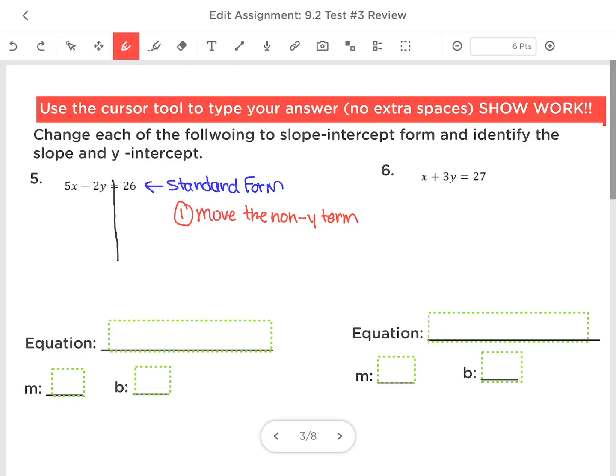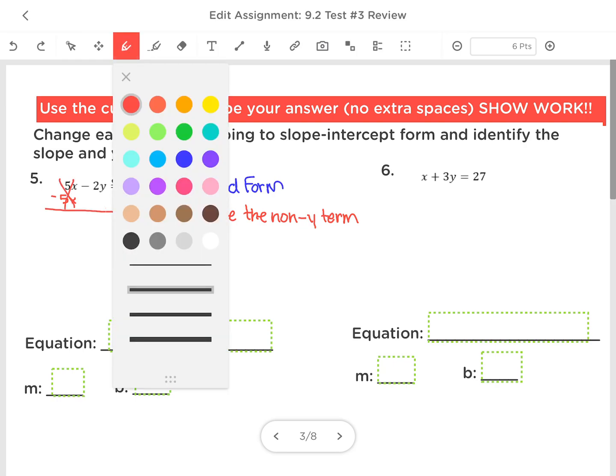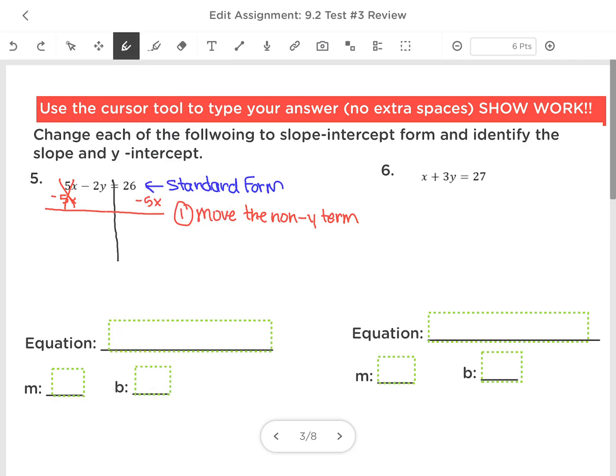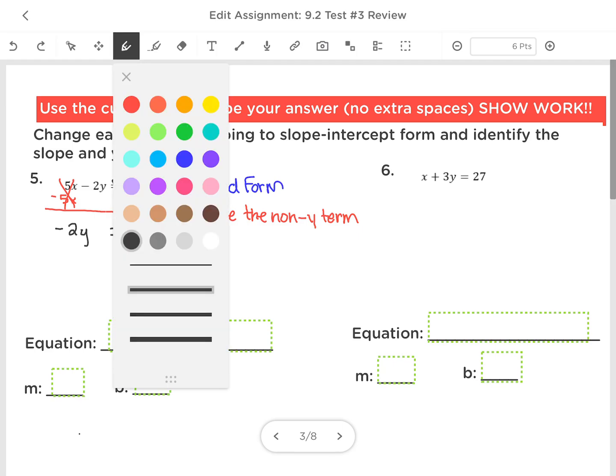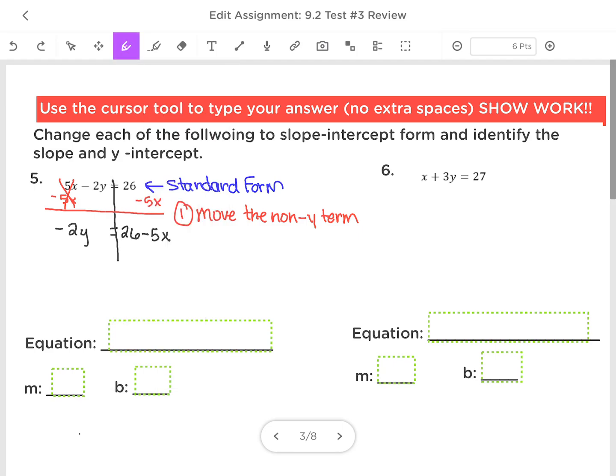Okay, the non-y term would be the 5x, so I'm going to subtract 5x from both sides. Remember, the 5x and the 26 are not like terms, so therefore we cannot combine them. So we just show it as 26 minus 5x. From here, we want to get the y by itself.